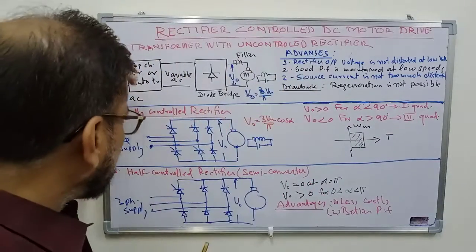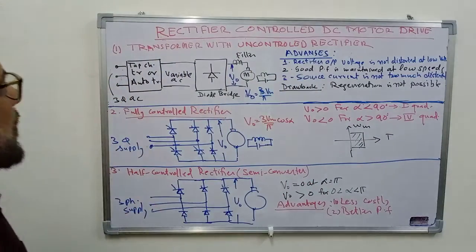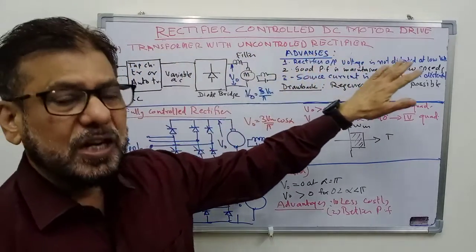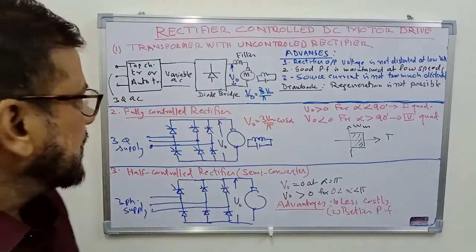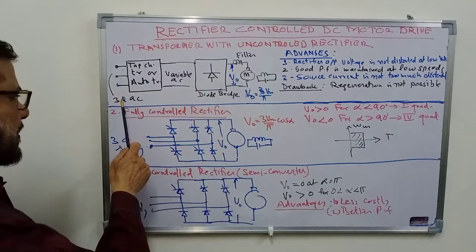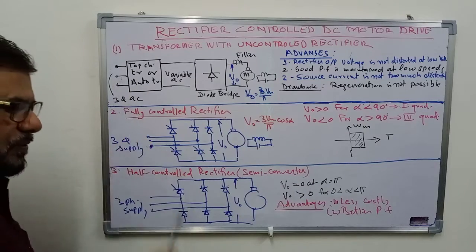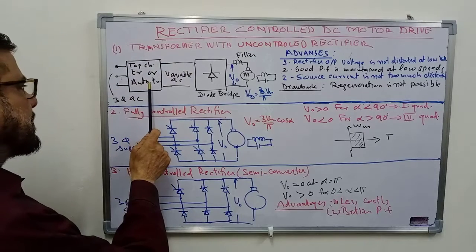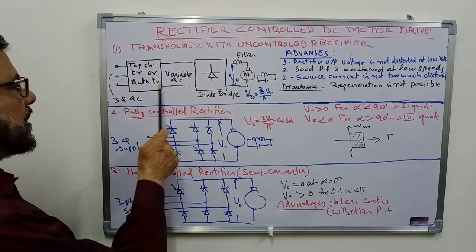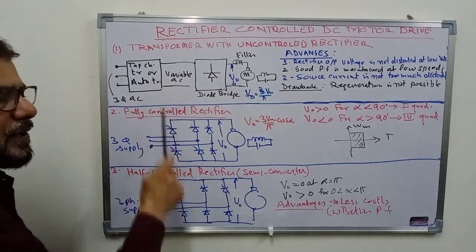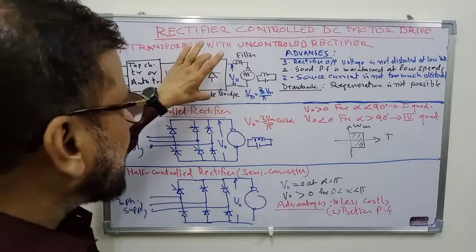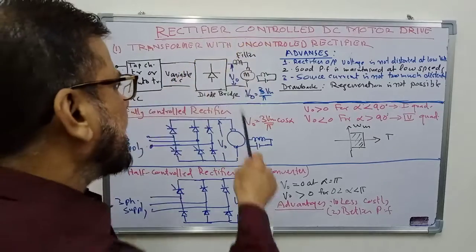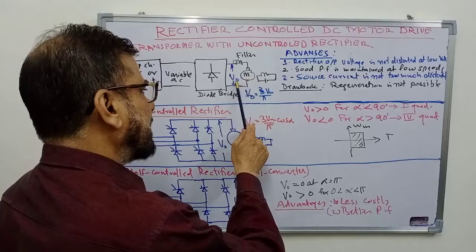I have listed the three types of scheme that are possible. First, we can use a transformer along with an uncontrolled rectifier, that is a diode bridge. In that case, a three-phase supply is given to the auto transformer or tap changing transformer. This transformer will change the fixed AC into a variable AC supply, and this variable supply is given to the diode bridge, which converts this AC into DC, and you have a variable voltage here.